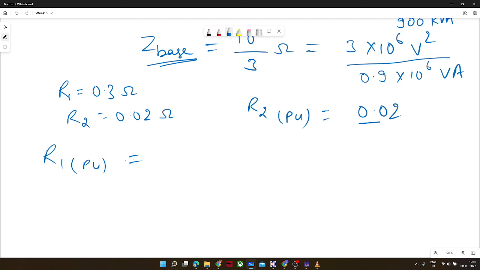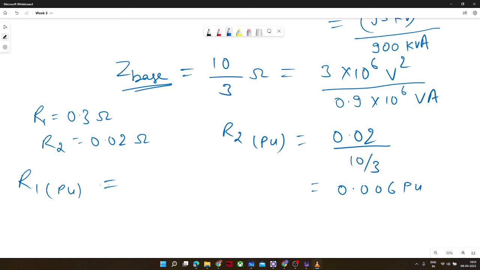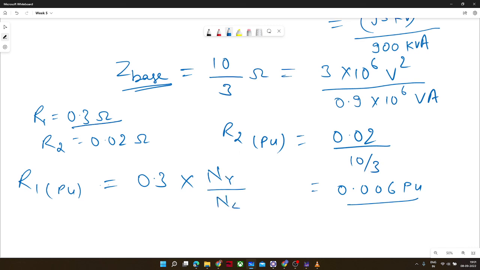It would be 0.02, and base on that side was 10 by 3. Okay, so that would come out to be 0.006 pu. Now, I will manipulate R1 towards the secondary side. R2 we have calculated, R1 actual value is given, 0.3. We need to convert first to secondary side because we are going to secondary side. Let me call it a star side from delta side. Okay, so we will solve it.